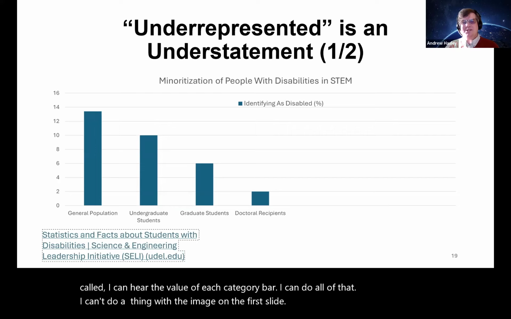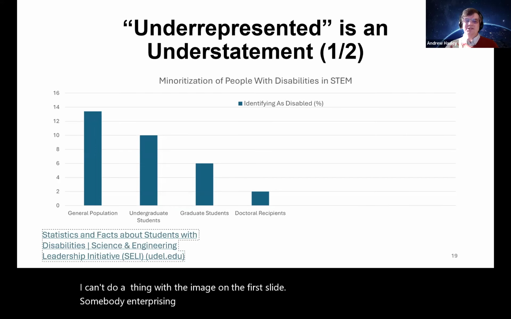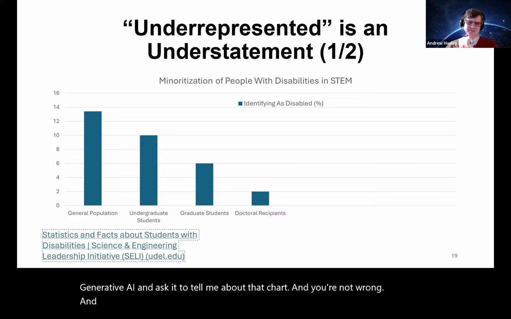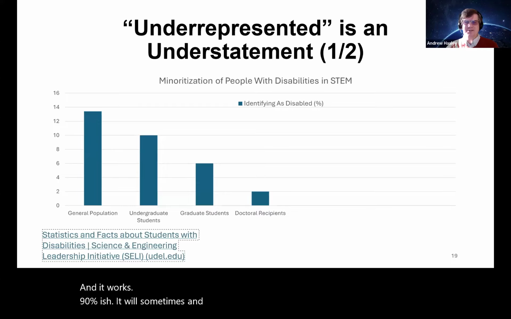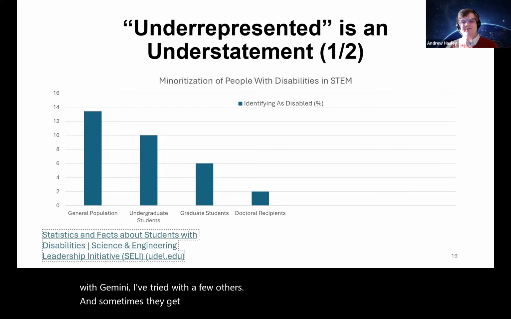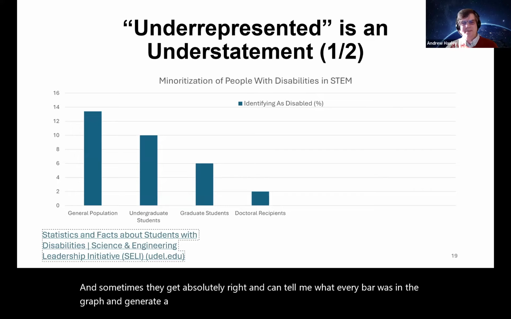Somebody enterprising might suggest that I could throw that first image at generative AI and ask it to tell me about that chart. And you're not wrong. And it works 90%-ish. I've tried with a couple models of ChatGPT, I've tried with Gemini, I've tried with a few others. And sometimes they get it absolutely right and can tell me what every bar was in the graph and generate a very nice text description.